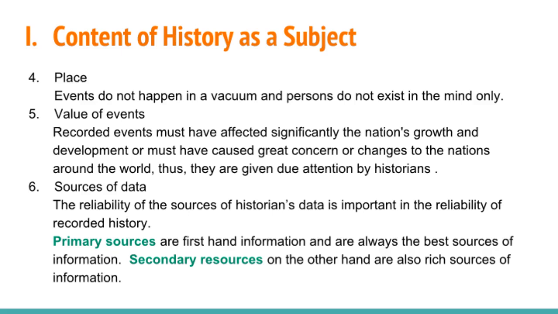Because of this, the teacher must be aware of the historian's sources of information, whether the sources are primary or secondary. Primary sources are first-hand information, and are always the best sources of information. Secondary resources, on the other hand, are also rich sources of information. Textbooks are among these. A creative teacher, therefore, can use several sources or books in teaching history.